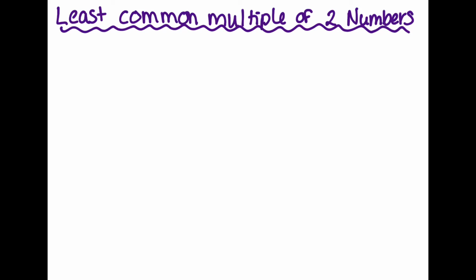Least common multiple of two numbers. Before we talk about the least common multiple, let's talk about what a multiple of a number is. A multiple of a number is any number that number divides. So for instance, a multiple of 3 is any number divisible by 3. A multiple of 2 is any number divisible by 2.